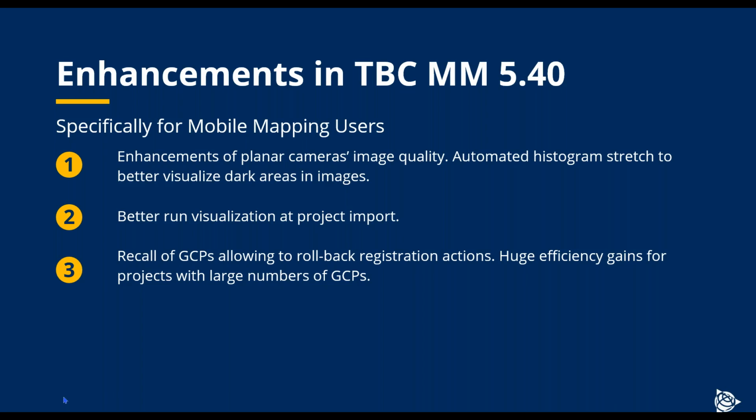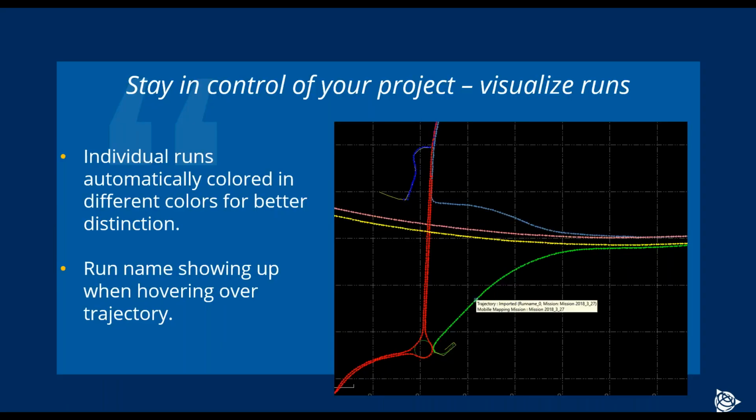Next function I want to mention, which is also very important and saves people who are registering to ground control points a huge amount of time: now they can recall a ground control point registration, and that allows them to roll back registration actions. So basically they are able to edit registration and remeasure or repeat any points of registration.